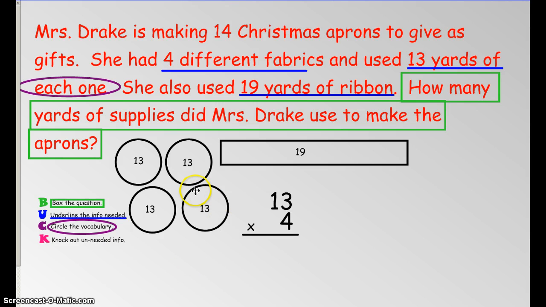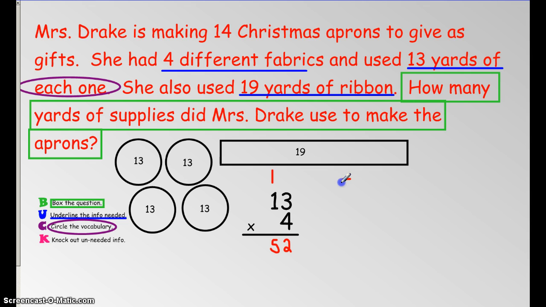Well, the first step, I need to find out how much fabric I've used. So I'm going to say 13 times 4. And I'm going to start in my ones place. 4 times 3 is 12. 4 times 1 is 4, plus 1 is 5. So I have 52 yards of fabric.